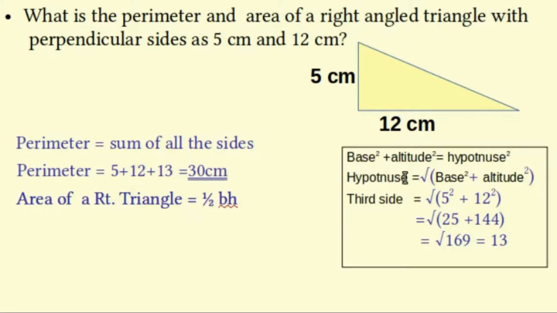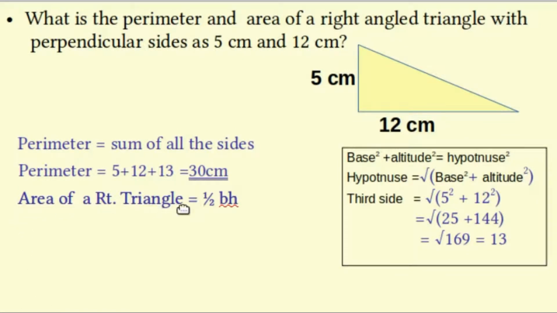Then hypotenuse equal to root of base square plus altitude square. Then third side, hypotenuse equal to root of 5 square plus 12 square. 5 square is 25, 12 square is 144. By adding these two, we will get 169. That is root 169 equal to 13. Hypotenuse equal to 13. Then perimeter equal to sum of all the sides. That is 5 plus 12 plus 13, that is equal to 30 centimeters.